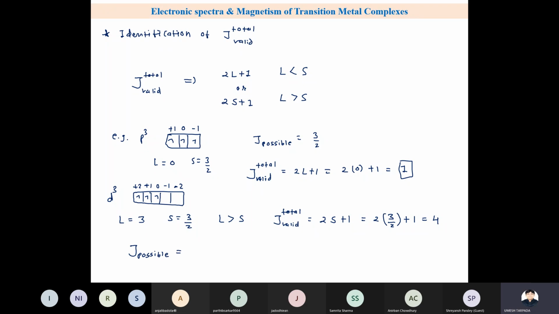First value is 3 plus 3 by 2, that is 3 into 2, 6 plus 3, that is 9 by 2. Then 7 by 2, then 5 by 2, up to 3 by 2. आपको सिर्फ 4 वैल्यू लिखना है तो आप ऐसे 4 तक जा सकते हो. Okay, so this is the easiest way. You can calculate the total value, and then from that you can decide how many different values are possible simply by looking at L and S.